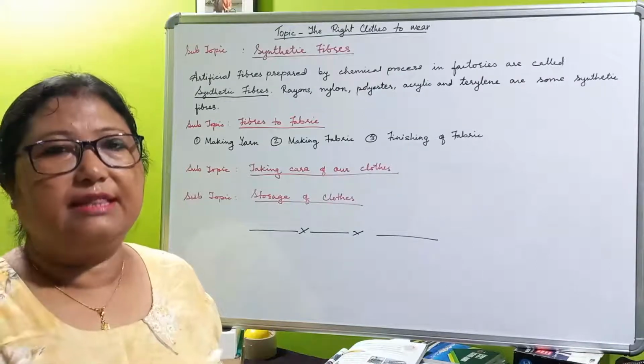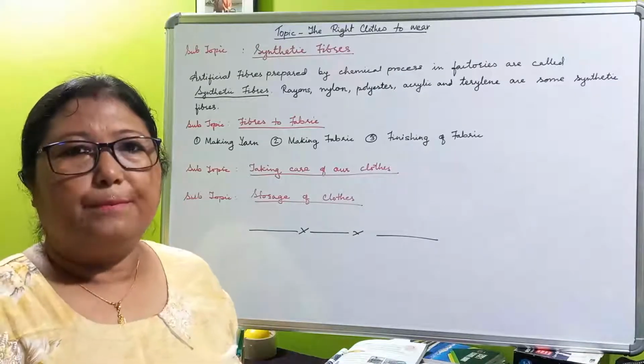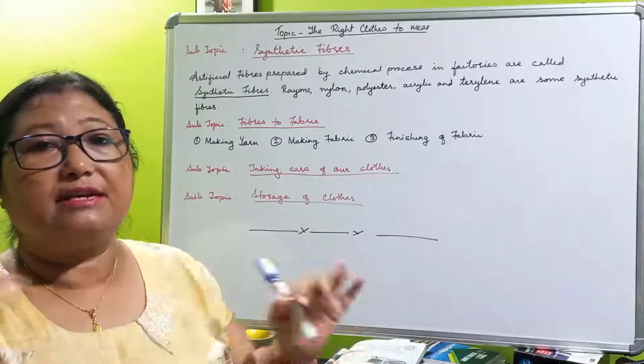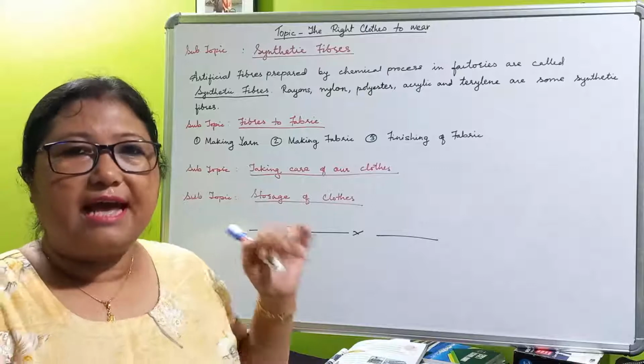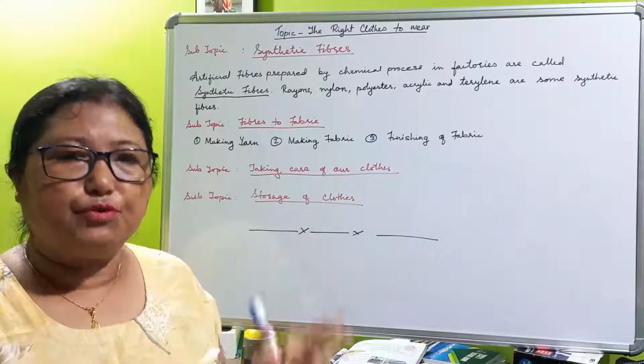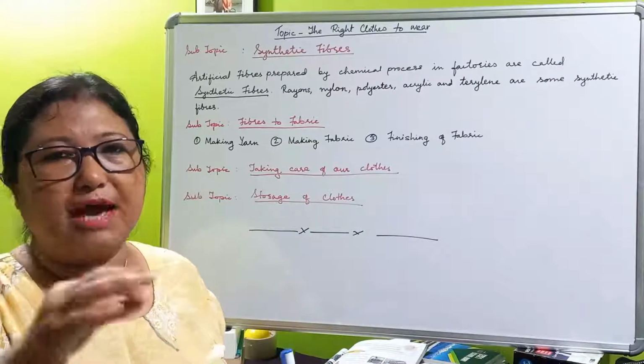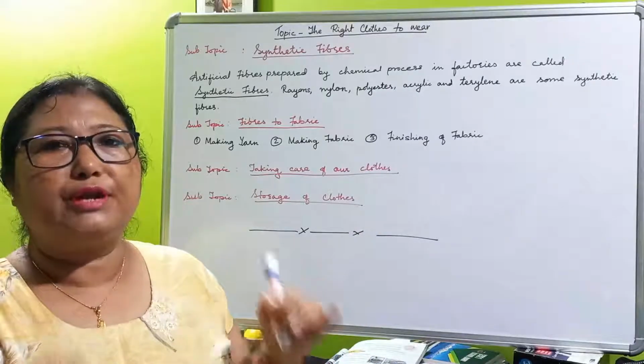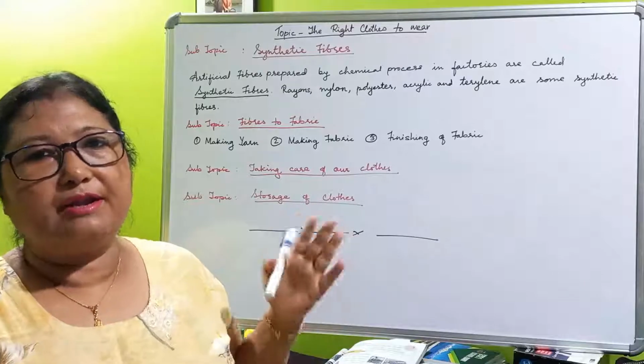Silk they get in white, wool also white, and cotton also white. Most of the thread or yarn they get in white color, but they have to color it differently. They have to dye it. Dye means they put different colors. They make different colors: blue, red, yellow, purple, green, whatever colors.